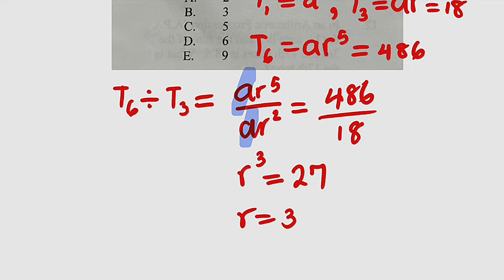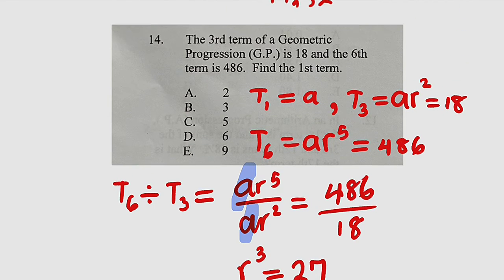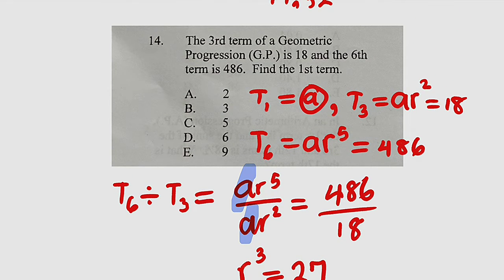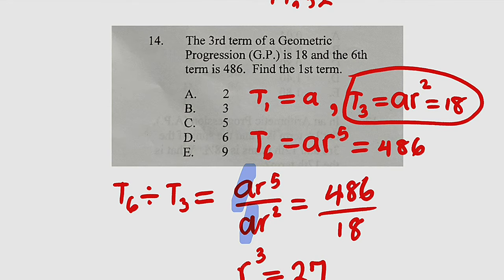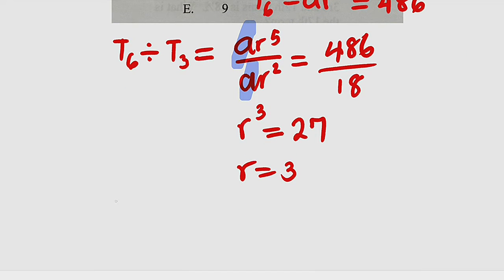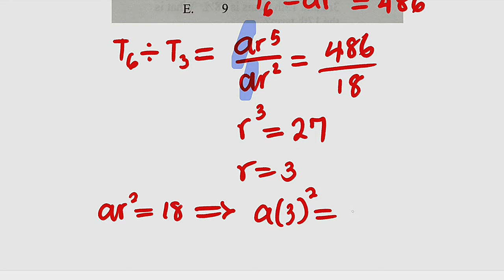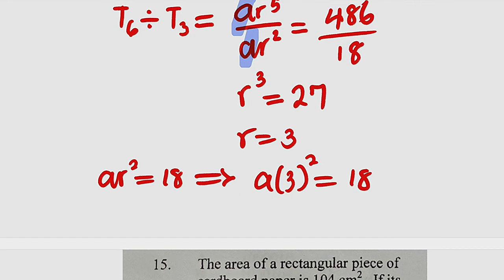So if R is equal to 3, how can we find term number 1? Remember, term number 1 is nothing but A. So let us use this equation, which is AR squared equal to 18. But we have seen that R is equal to 3, so we have A times 3 to the second power equal to 18. And 3 squared is 9. Therefore, we can divide both sides by 9. And hence, A is equal to 2, because 18 divided by 9 is equal to 2. Therefore, the first term is equal to 2.